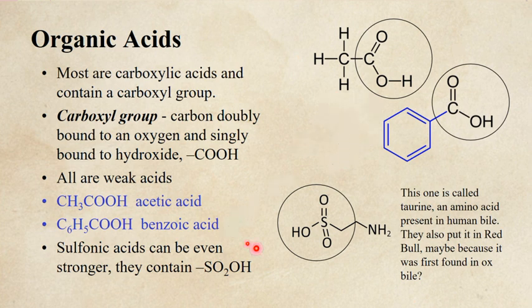There's also another group that's fun to talk about called sulfonic acids, which are even stronger than carboxylic acids in some cases. Mostly because of this fun fact. This one right here is called taurine. Taurine is an amino acid that's present in human and really any mammal's bile. And what's funny is they discovered it in ox bile, and it's one of the substances they put into Red Bull, the energy drink. It gives you wings, evidently.